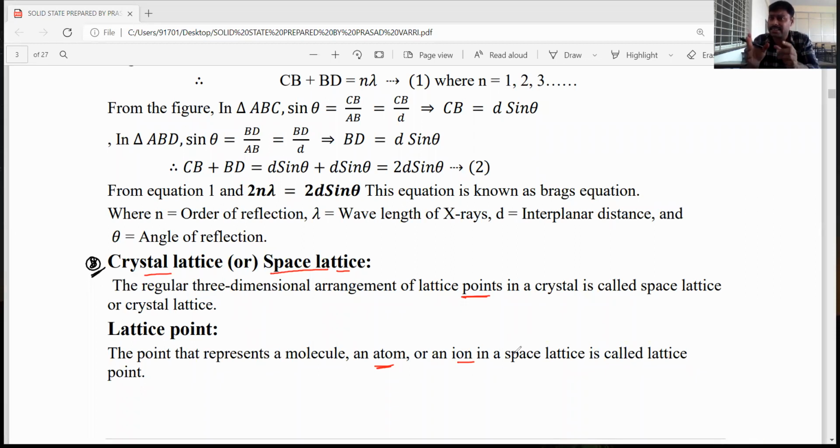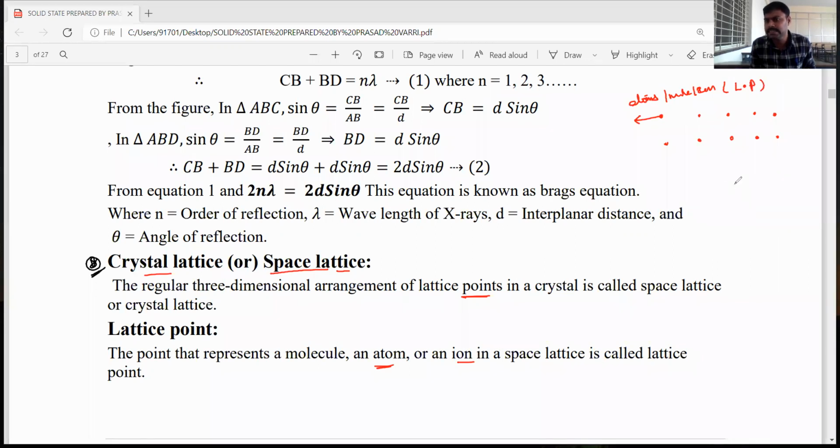In a crystal lattice or space lattice, the simplest repeating unit is known as a unit cell. So the important parameters in crystal structures are: first, what is a lattice point; second, the crystal lattice or space lattice; and third, what is a unit cell. Okay, dear students, a lattice point is a point where atoms or molecules or ions are present. These points are called lattice points.